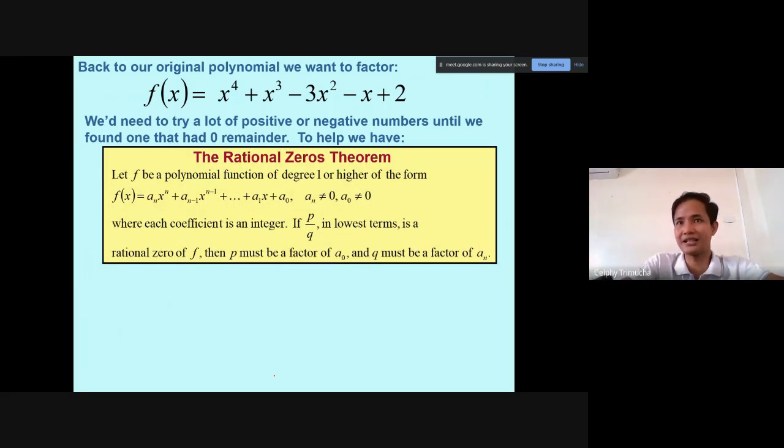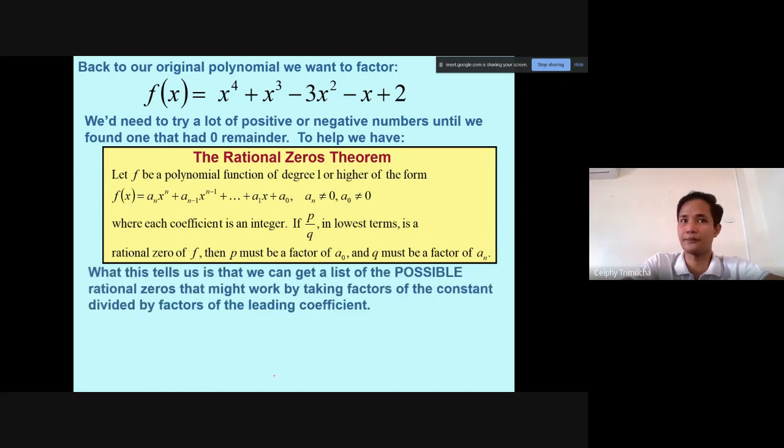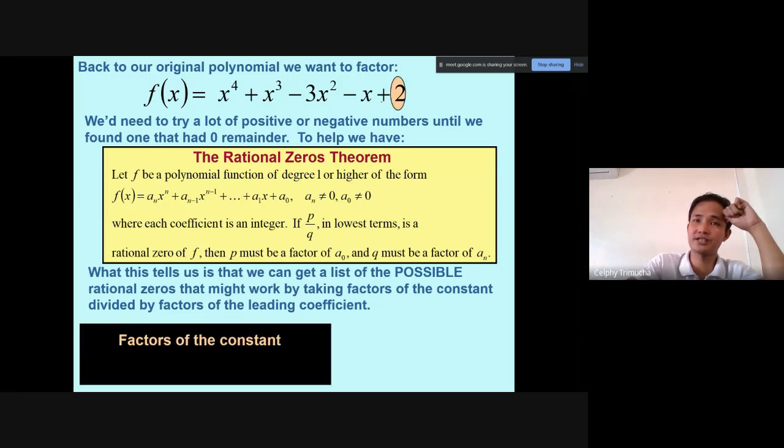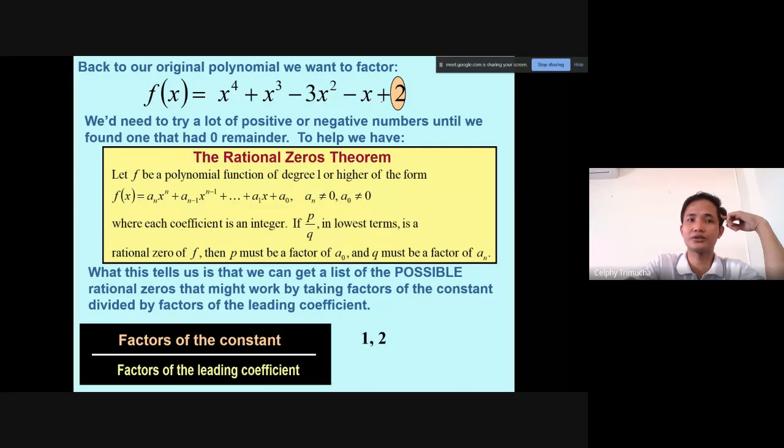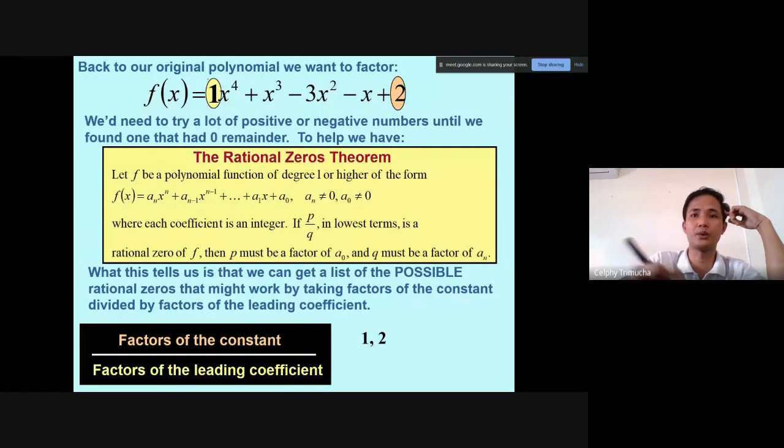So check tani by an example ang rational zeros theorem. What this tells us is that we can get a list of possible rational zeros that might work by taking factor of a constant divided by the factor of the leading coefficient. So halin sa constant naton, ano naton constant? Factors ng 2. So we have either 1 or 2. Next, factors ng aton leading coefficient. Factors ng aton leading coefficient is 1. Anong factors ng 1? So we have 1 lang gid.